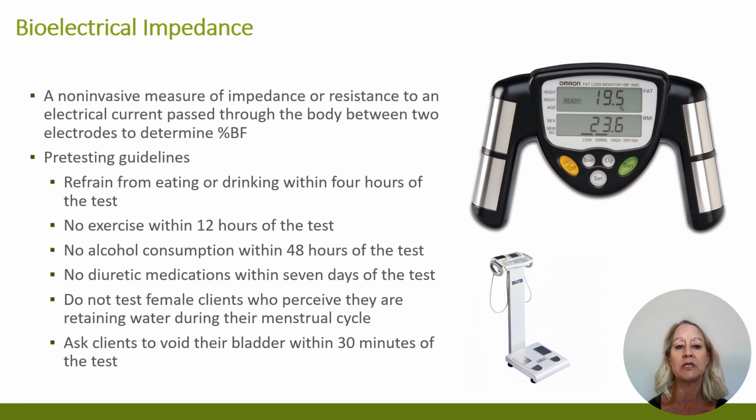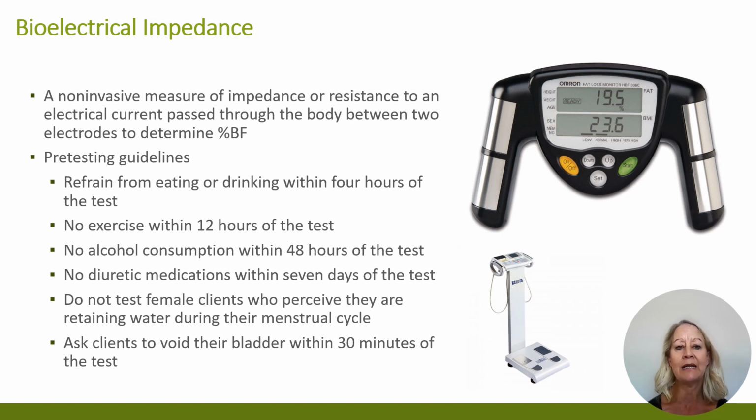However, it is important to note that BIA has certain limitations. Factors such as hydration status, body temperature, skin resistance, and variation in body shape can influence the accuracy of BIA measurements. BIA is best used for tracking changes in body composition over time rather than providing precise absolute values.